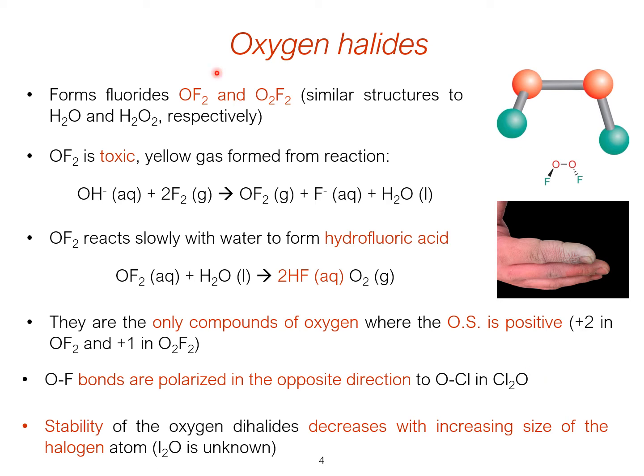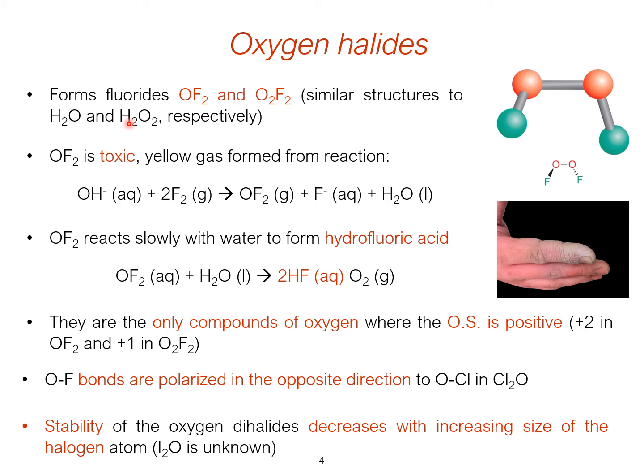So it's always cation first, anion second. So with OF2, O's first because it's the cation, and then with Cl2O, also with H2O, it's because oxygen is the negative in these. And the stability of these oxygen dihalides decreases going down the group. And this is because the halogen increases in size and there's less good orbital overlap.